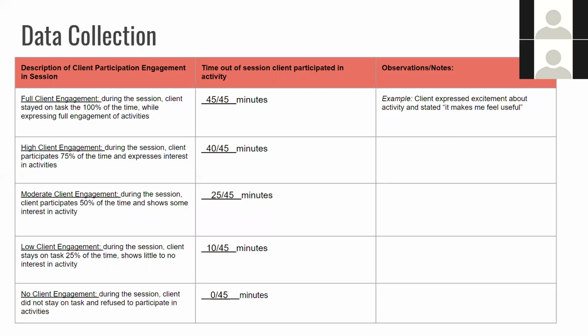So this chart is made to be able to track the client's time engaged and participating within their therapy session for an activity. It has a column for describing how the various levels of engagement differ, a second column for the amount of time, and then a third column to report what the client said and did. So as you can see, it's out of 45-minute sessions.